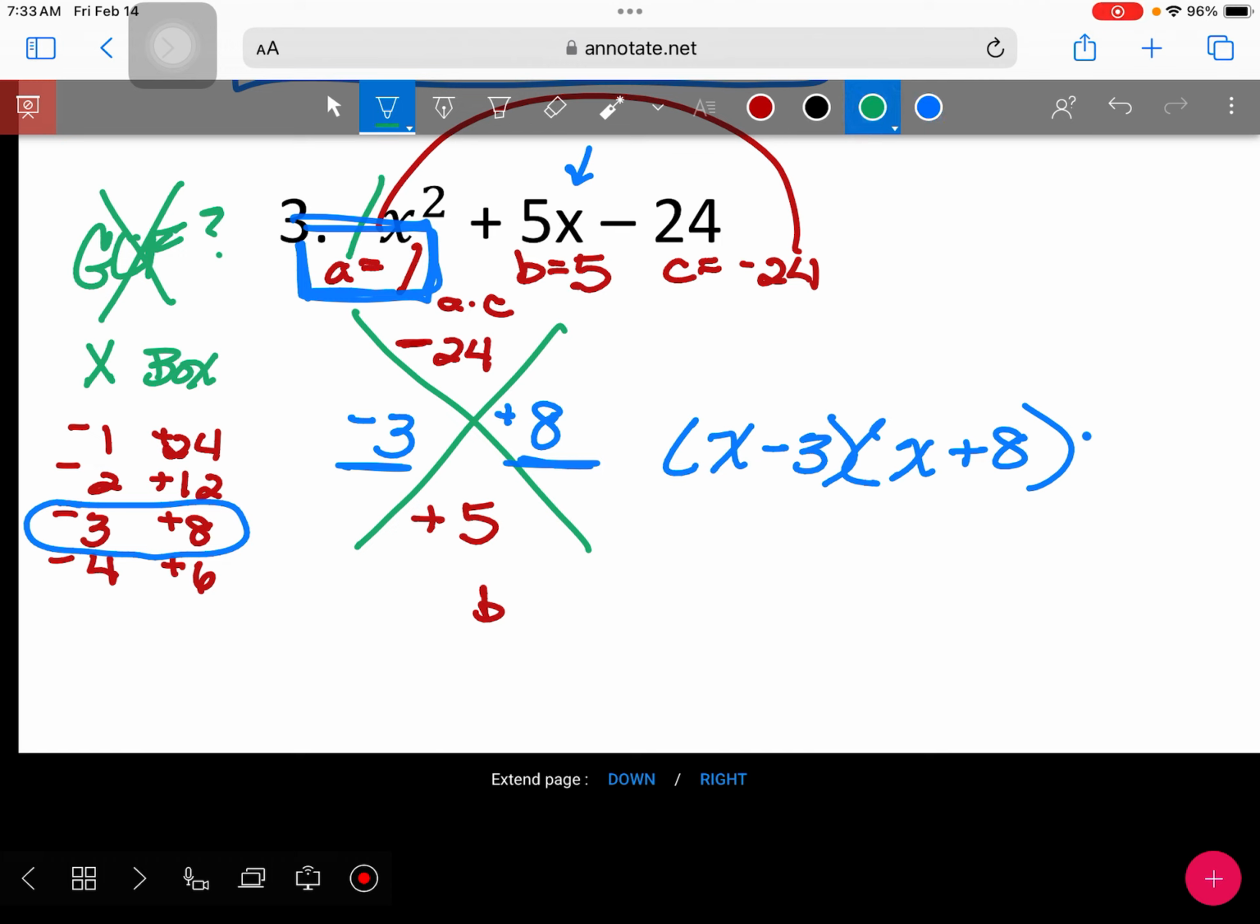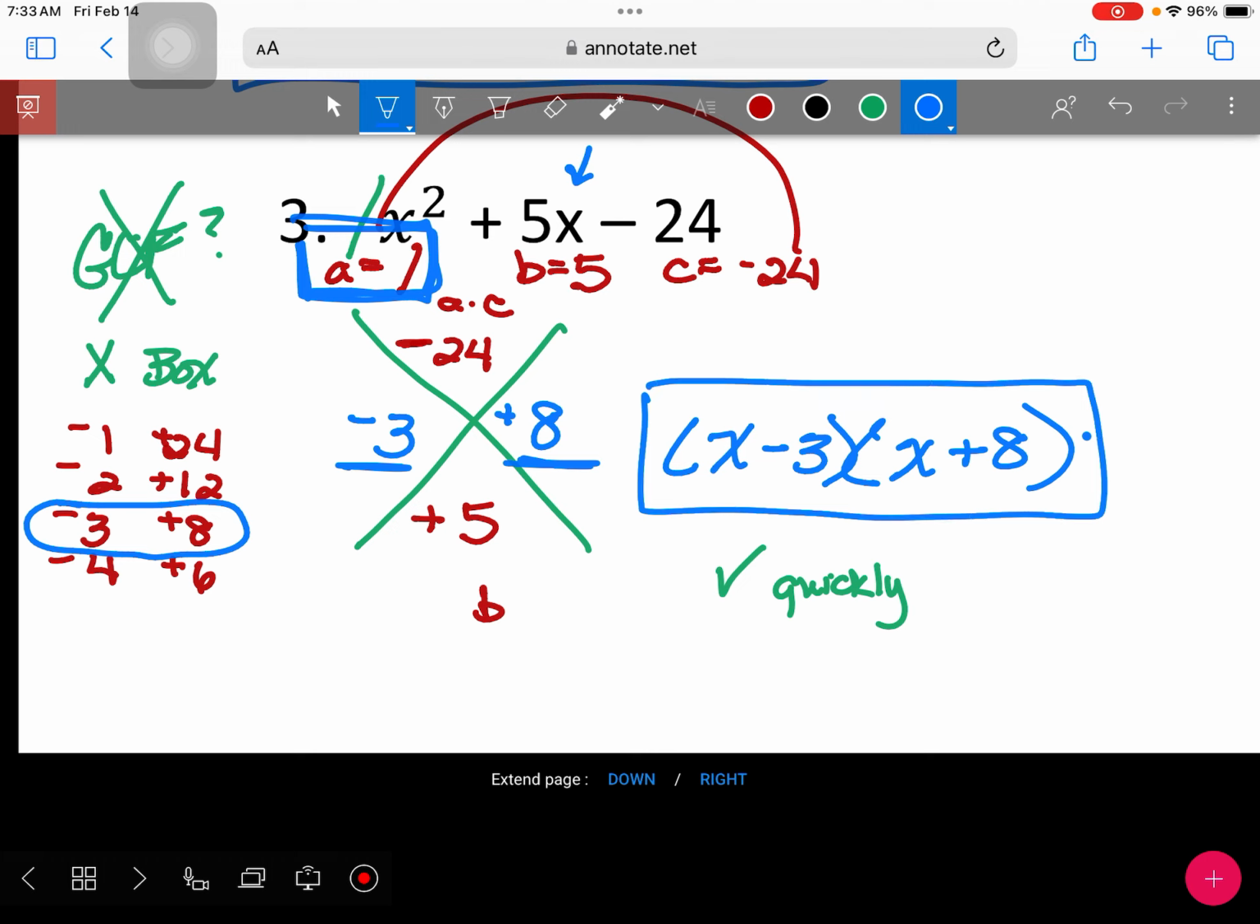If I do this in my head with double distributive property, x times x is x squared, x times 8 is 8x, minus 3x gives me 8 minus 3 is 5x, and negative 3 times 8 is negative 24. That's how you can check quickly in your head, if you want to. Okay? Questions on that?